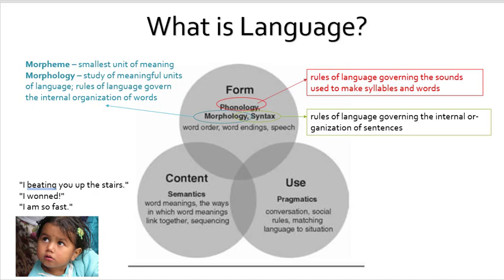A definition of language that I'll pose is that language is a single dimension of human behavior that consists of 3 interrelated domains. These are represented on the slide with 3 overlapping circles that feature the words form, content, and use. To explain what these mean, I'm going to use the example of Adelaide, a female 3-year-old girl who made the utterances, "I beating you up the stairs," "I won," "I am so fast." These utterances provide an array of analytical possibilities for characterizing Adelaide's language.